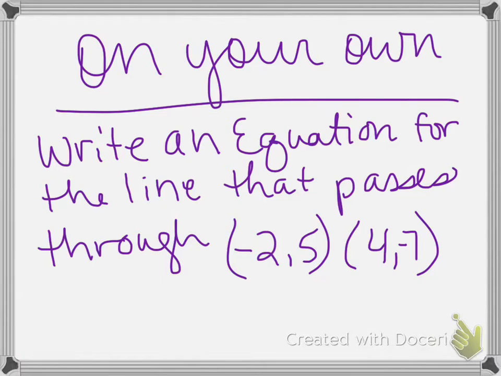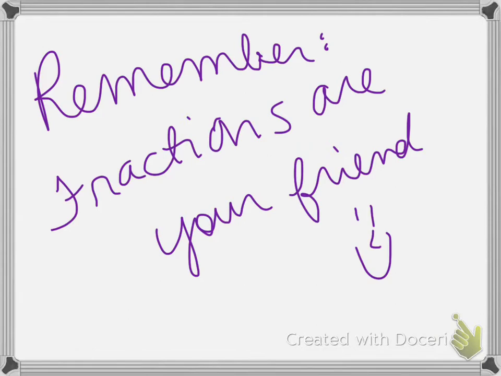Okay. So now on your own, you're going to write an equation for the line that passes through this point, -2, 5, and this point 4, -7. Find the slope first and then write your equation of your line. And don't forget, fractions are your friend, especially if you're a math teacher.